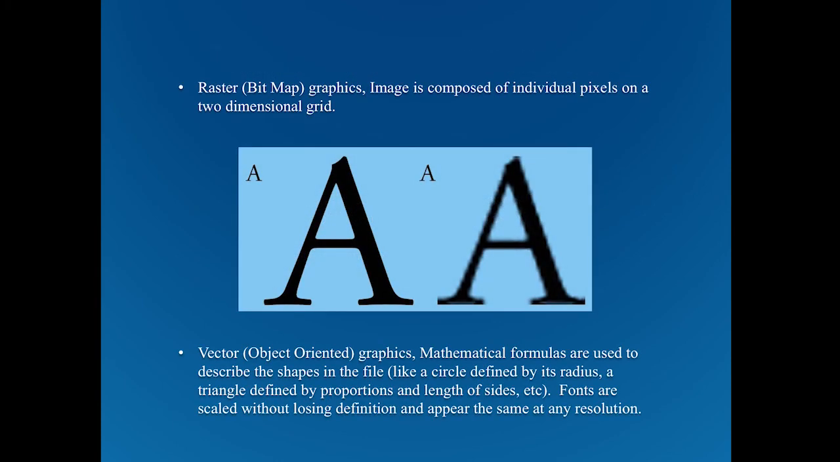Raster or bitmap graphics, your image is composed of individual pixels on a two-dimensional grid. And vector, object-oriented graphics, mathematical formulas are used to describe the shapes in the file, like a circle defined by its radius, a triangle defined by proportions and length of sides. Fonts are scaled without losing definition and appear the same at any resolution. So you see that the font on the left is a vector image. The font on the right is a raster graphic.